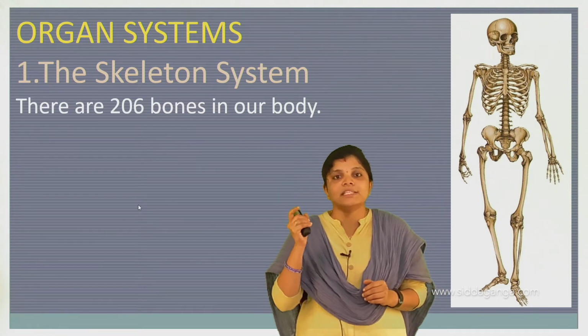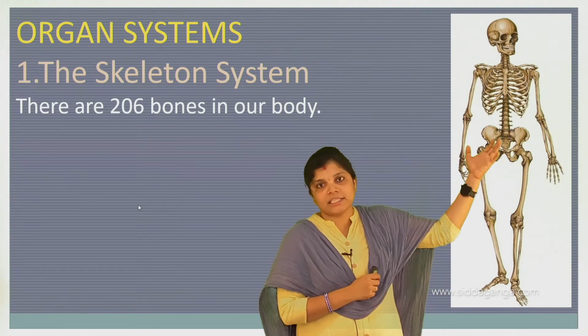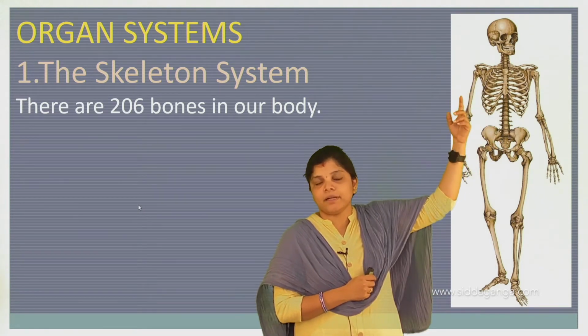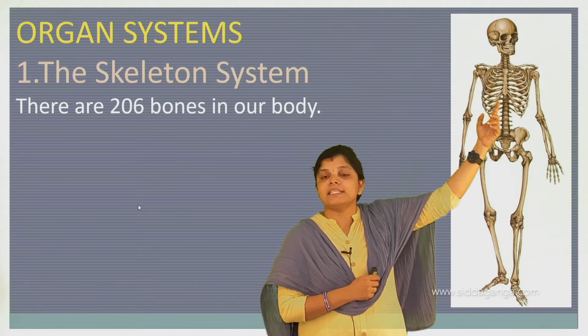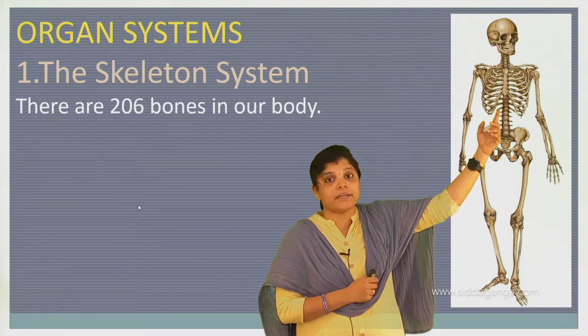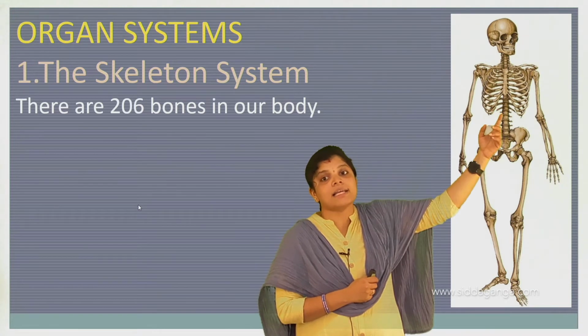See, the skull protects our brain. And the next part is the rib cage. See, this one part is what? Rib cage. This rib cage helps to protect our internal organs, that is, the lungs and heart.